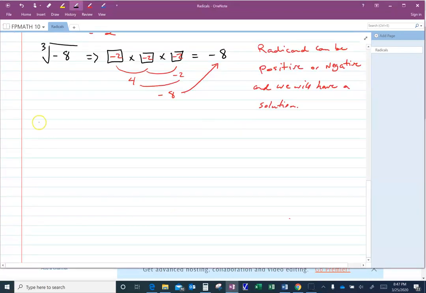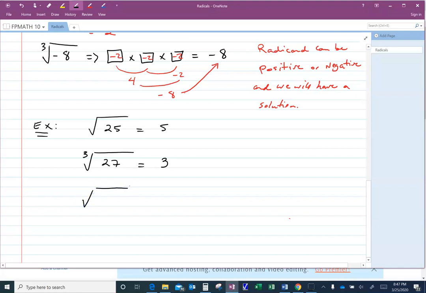All right, now a few examples. Let's find the square root of 25. What number times itself is 25? That is 5. Great. What is the cube root of, let's say, 27? What times itself 3 times is 27? That's 3. Great. Now, sometimes the answer will not be straightforward.